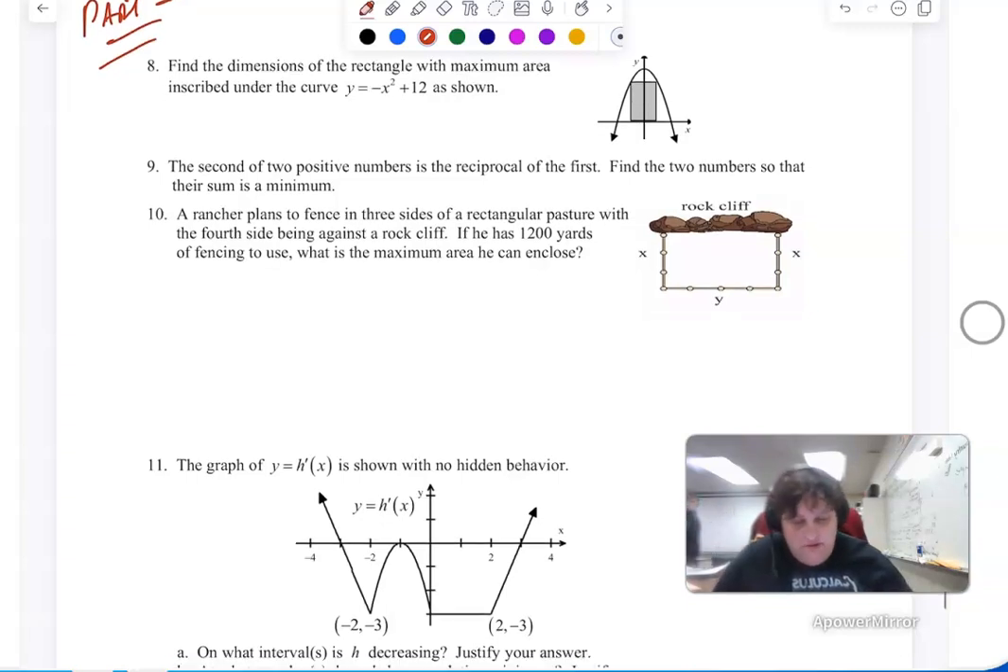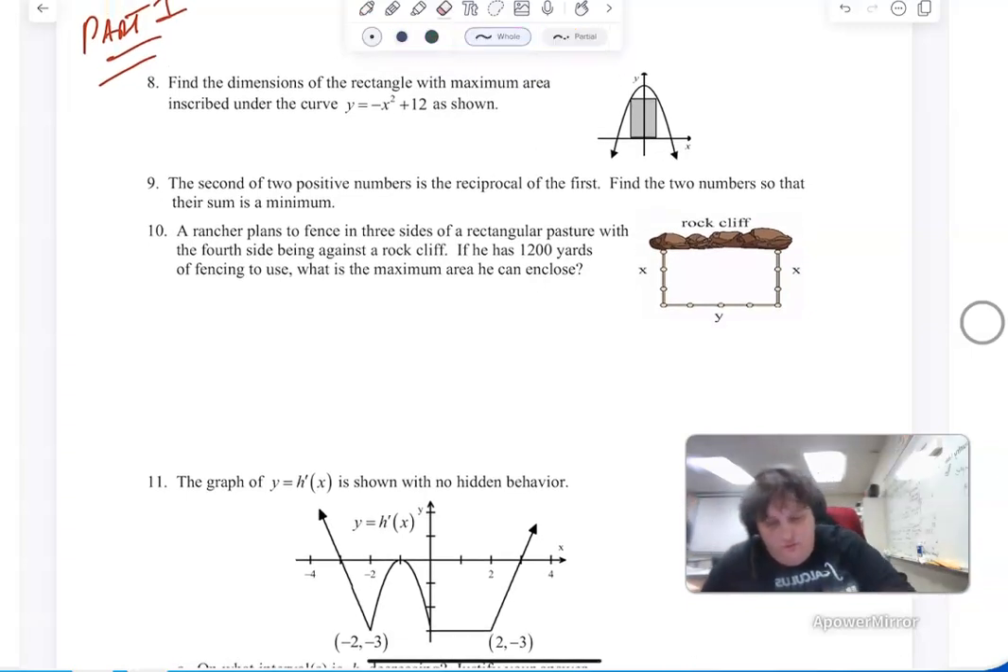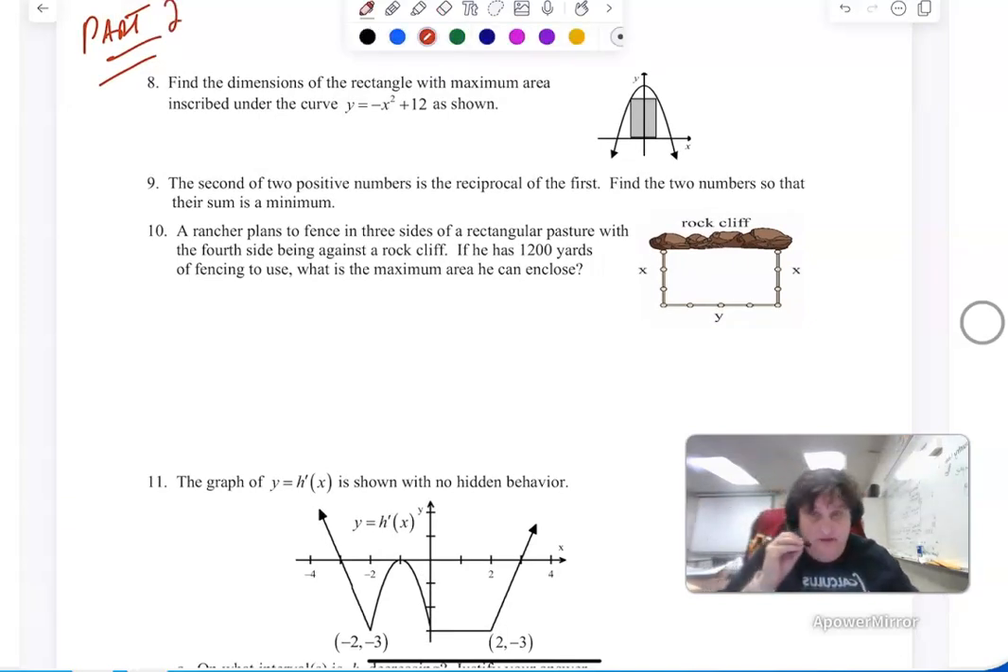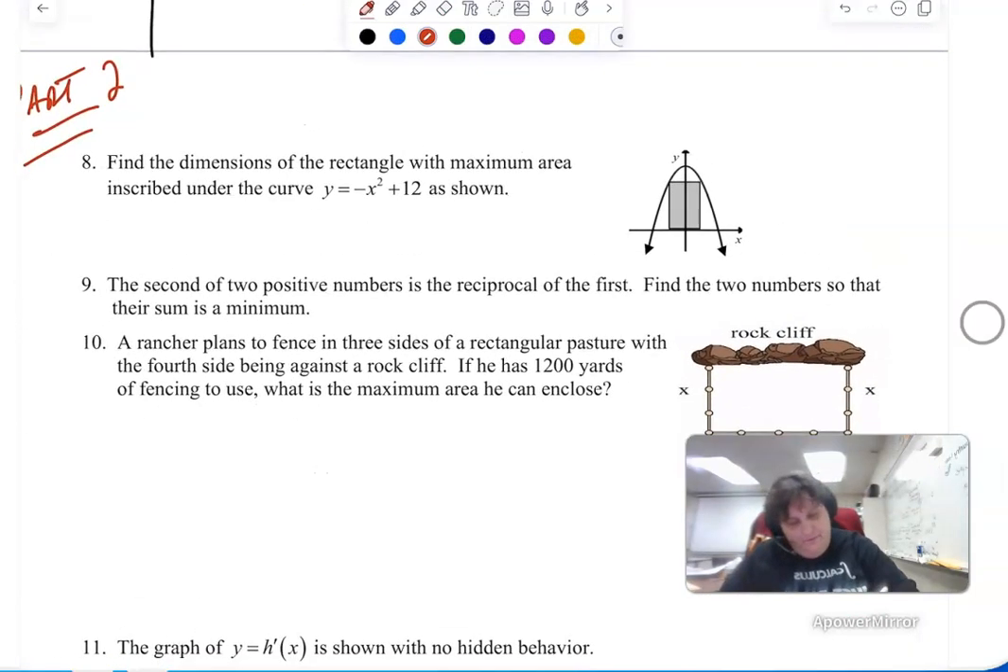Alright guys, so welcome to part 2 of this video. Looks like we're going to get into some maximizing and minimizing right now. Okay, so check it out. We have got this rectangle inscribed in a curve.